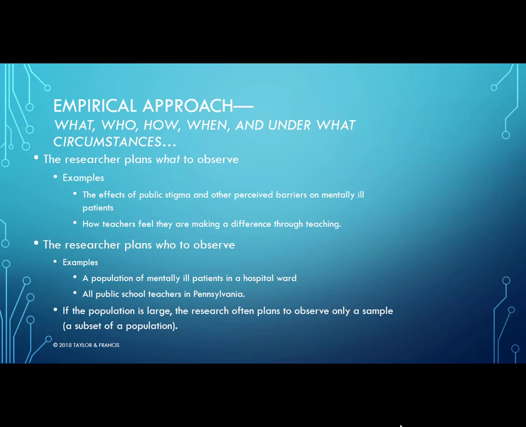When you're looking at empirical research and acquiring knowledge, most researchers are very systematic. Empirical research is planned in advance. The major difference between empirical research and everyday observation is that it's planned in advance. Research questions are developed and then the researcher plans the who, how, when, and under what circumstances. And again, remember that the questions and planning are based on a theory or a hunch.